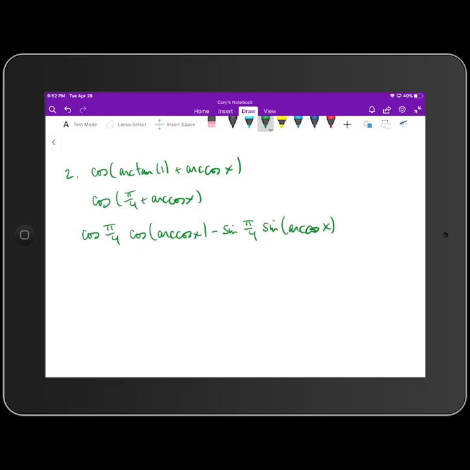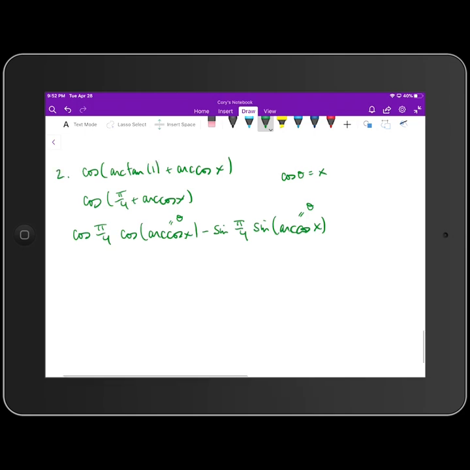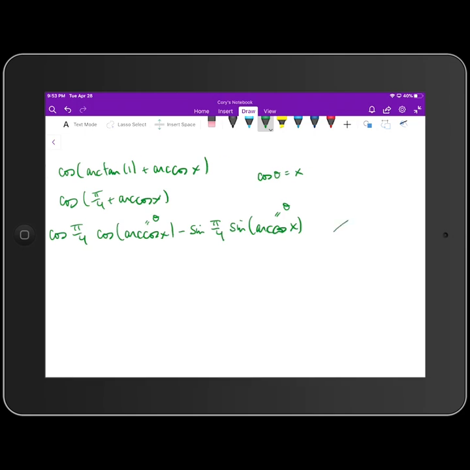Okay, now for the arccosine of x, we know that it's going to output some angle theta. So we're going to go ahead and set that expression equal to theta. And if the arccosine of x is equal to theta, then we can rewrite that expression in terms of cosine. We can say that the cosine of theta has to be equal to x. Well, what we can do then is draw a diagram modeling that circumstance.